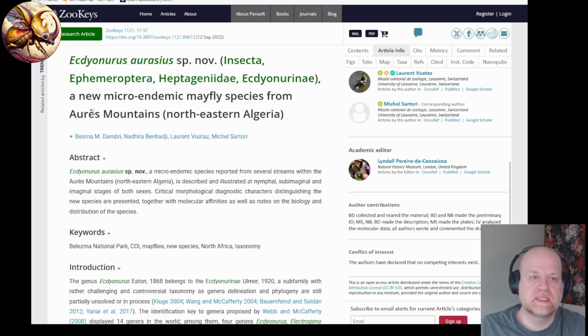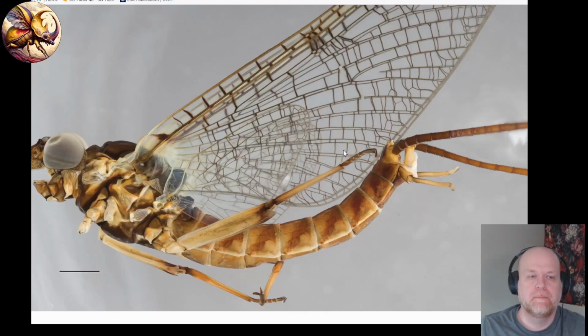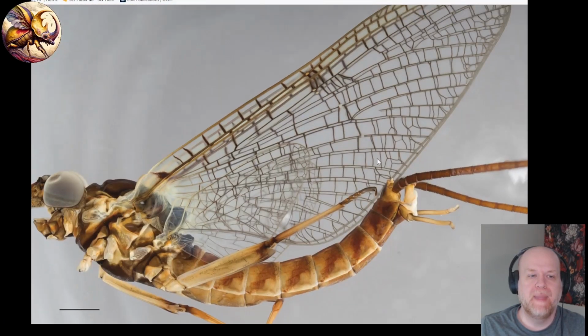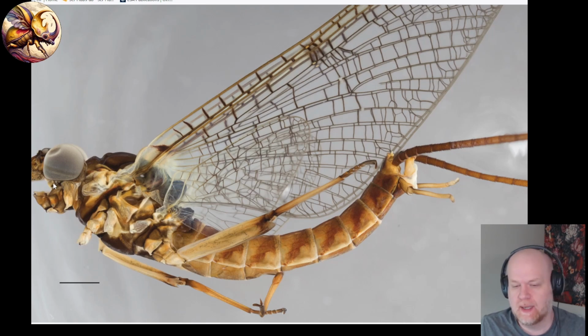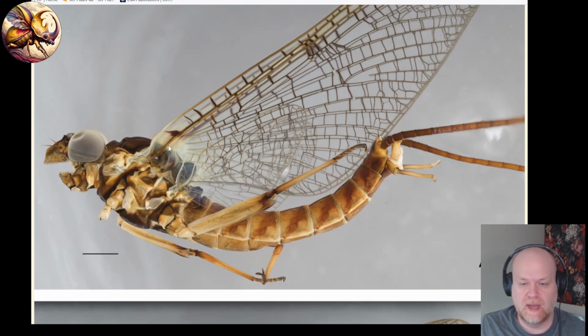I will also link this paper, Ectonura is a new micro-endemic mayfly species, because they have a bunch of really good pictures for how to tell the males and females apart. So the males, I can't really draw on this, but the males tend to have enormous eyes. Like I said before, they use these eyes for finding the females in the swarms. Sometimes they'll have a double pair of eyes, where there'll be a smaller eye on the bottom and then the enormous eye on top.